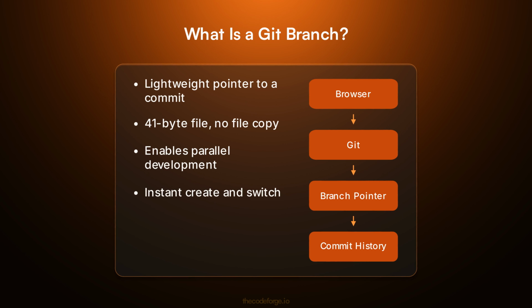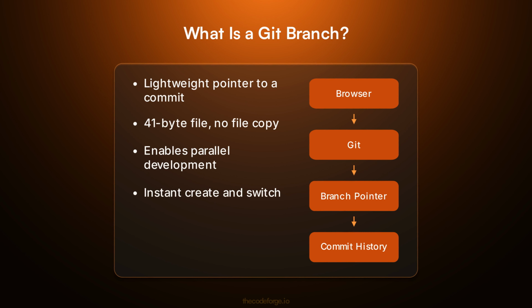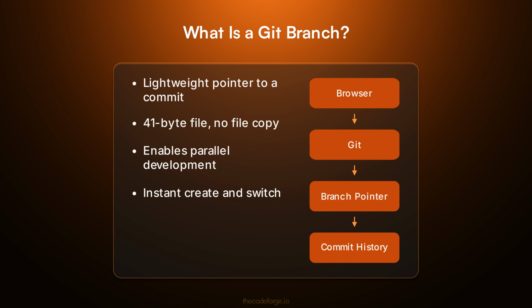A Git branch is a lightweight, movable pointer to a specific commit. Creating one writes a 41-byte file, that's it. No copying of files or directories. This design makes branching instantaneous and enables teams to work in parallel without stepping on each other's toes.